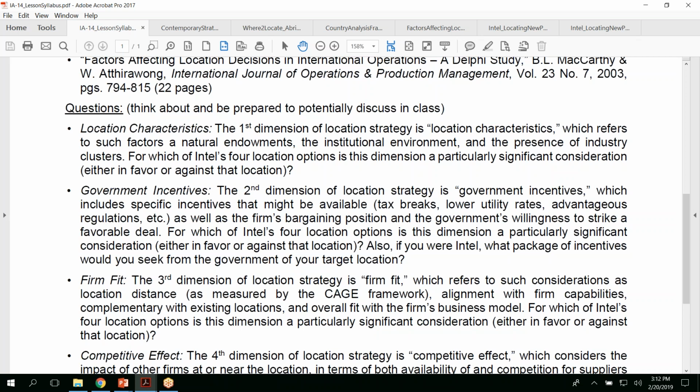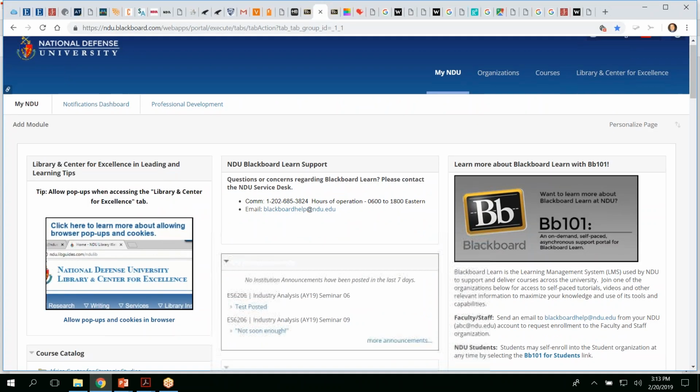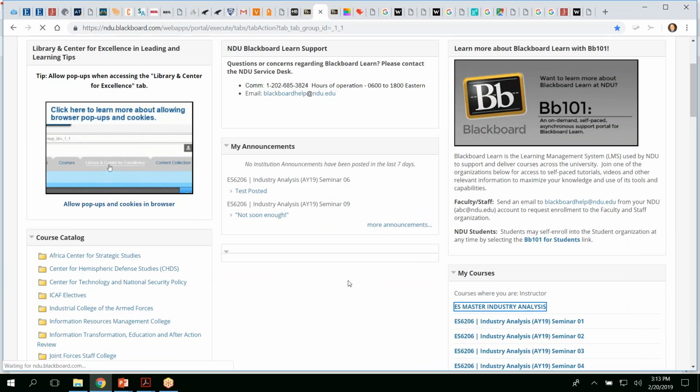So therefore, these questions will allow you to sort of, if you want to talk about location characteristics, identify which countries are most relevant for that. And so then same thing with government incentives, firm fit, competitive effect. And finally, the most important one is, where would you choose? That's the most important question. Let me see, I'm going to see if I actually have it up here. So let me pull up the pre-class survey.